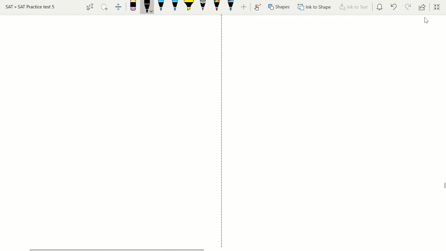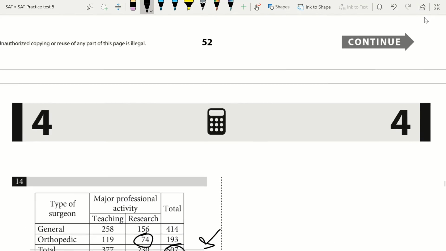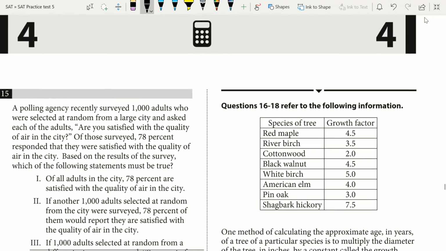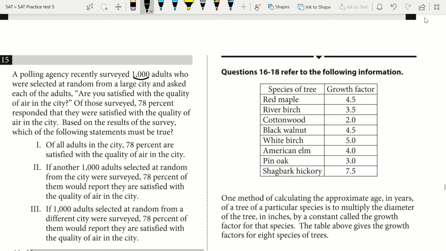Question 15. Make sure we got the other ones real quick. Okay, we did. Question 15. A polling agency recently surveyed 1,000 adults who were selected at random from a large city and asked each of the adults, are you satisfied with the quality of air in the city? Of those surveyed, 78% responded they were satisfied with the quality of air in the city. Based on the results, which of the following must be true?